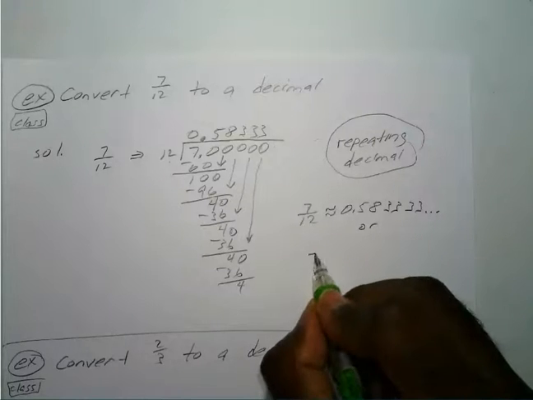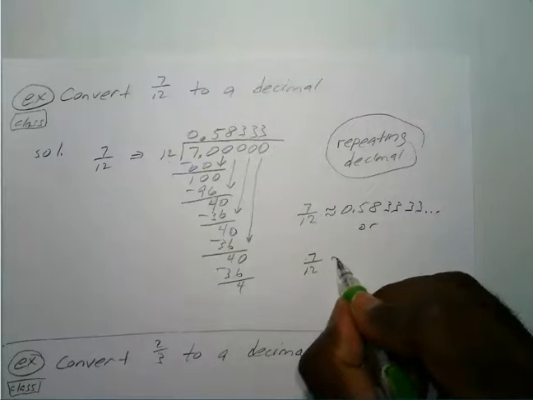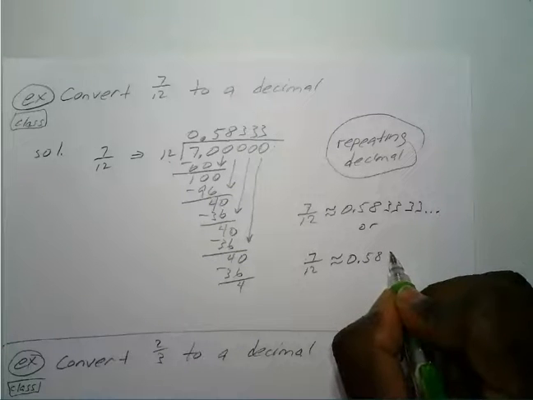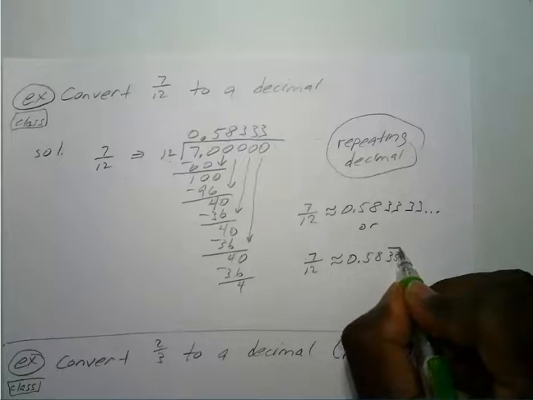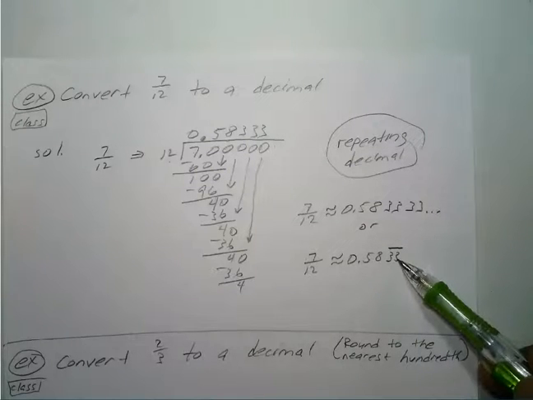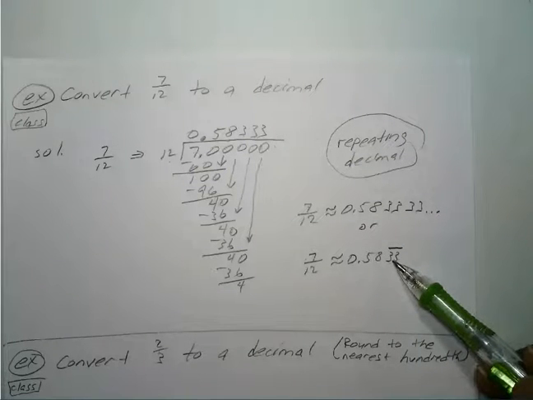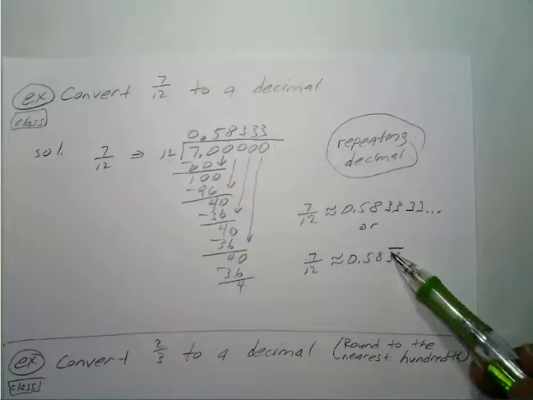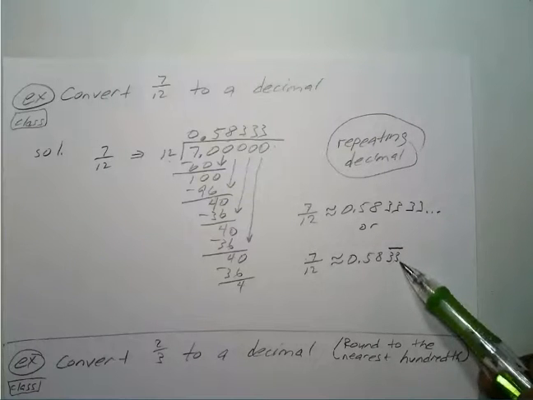Or put 7 over 12 is approximately equal to 0.5833, and we can put a bar over that. Whenever you put a bar over it, that means that value just keeps on repeating. So here the 3s, you can put one 3 with a bar over it, or two 3s with a bar over it, and it just lets you know that that 33 will keep repeating over and over again.